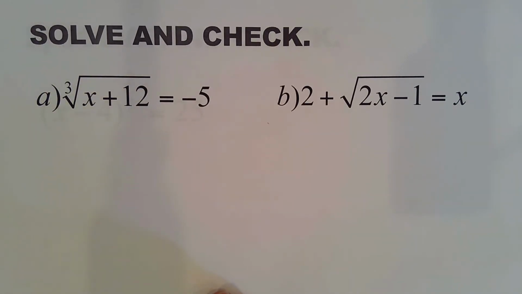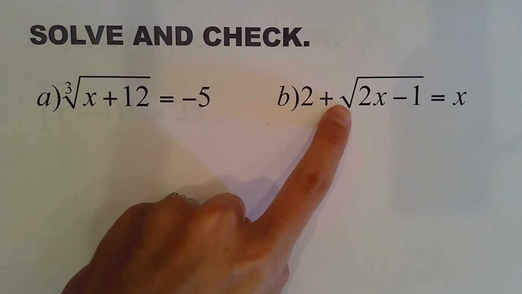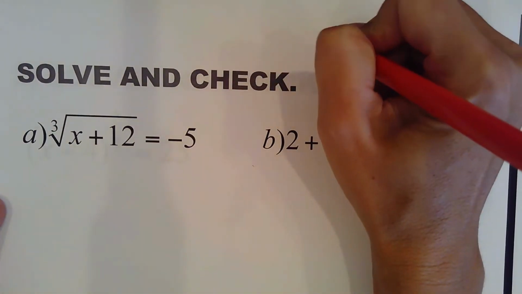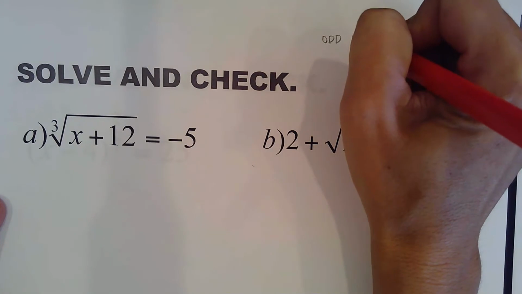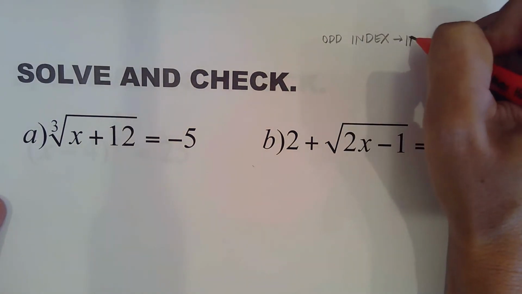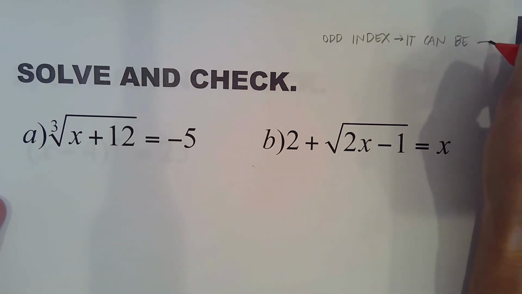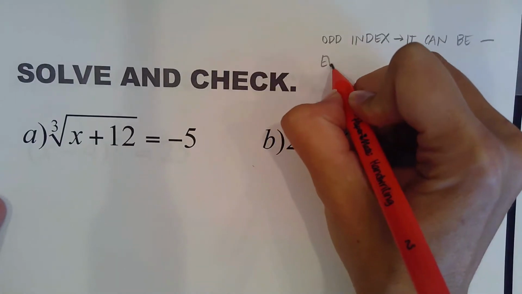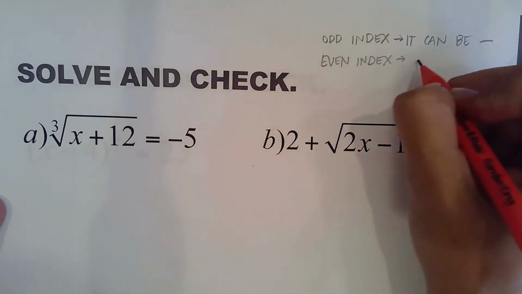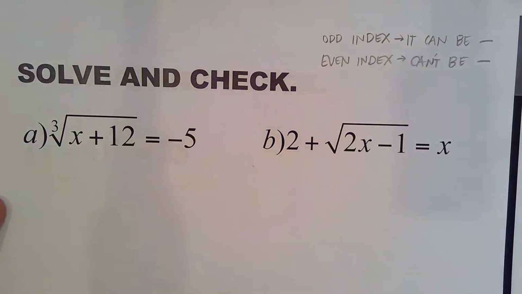But before we do that, remember, cube roots can equal negative numbers, but square roots can't equal negative numbers. So if it's an odd index, it can be negative, right? If it's an even index, it can't.